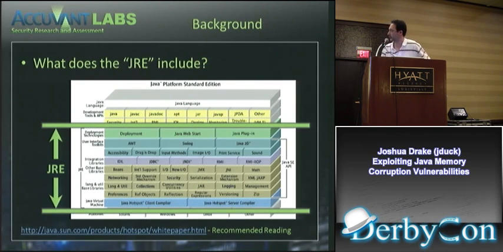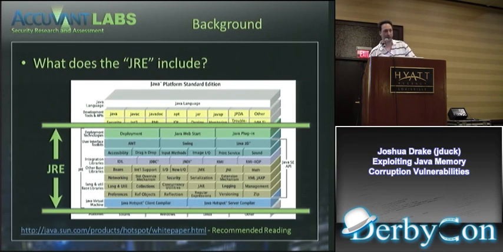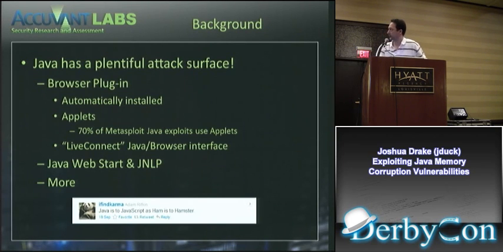Anyway, so I got this awesome picture out of this wonderful white paper that I recommend anybody who wants to mess with Java read. It shows just how big Java is and how much bullshit's inside. Everything in between the lines is JRE. Everything above is basically just documentation. Oh, and the language at the top, which can't be neglected. So it has a huge attack surface. A lot of people, until you really dive into it, you don't realize how big it is with the browser plugin, which is automatically installed.